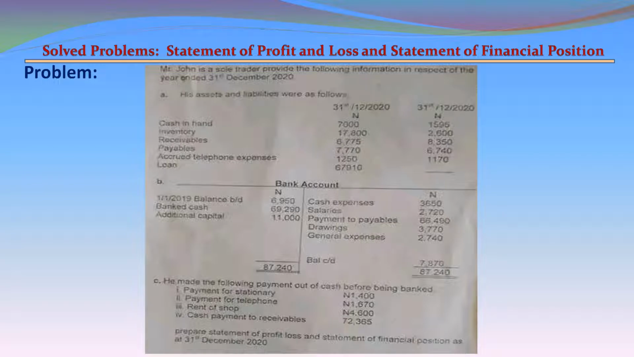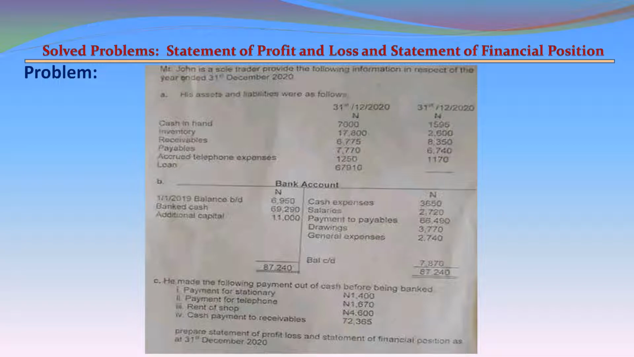Salaries 2,720. Payment to payables 66,490. Drawings 3,770. General expenses 2,740. Balance carried down 7,870. Total payments including balance carried down is 87,240.